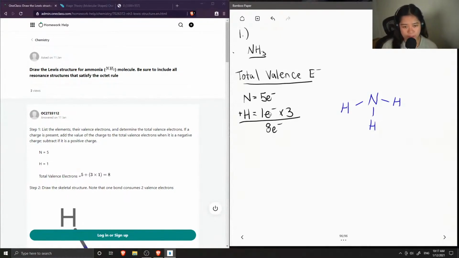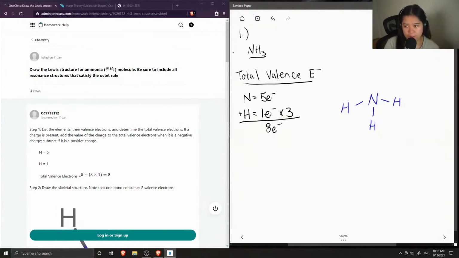So now that we drew out our single bonds to hydrogen, I like to count out how many electrons I've drawn so far. If we recall that each bond contains 2 bonding electrons, and we have 3 bonds, then so far I've drawn 6 electrons. So I only need 2 more, so for the last 2, they will go on my nitrogen.